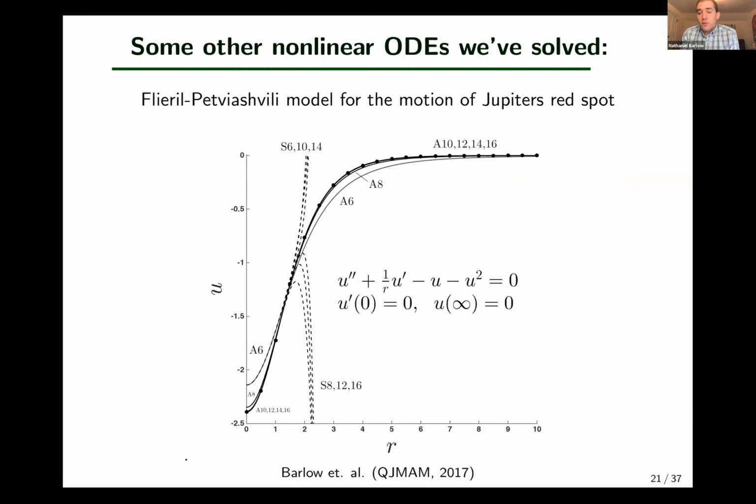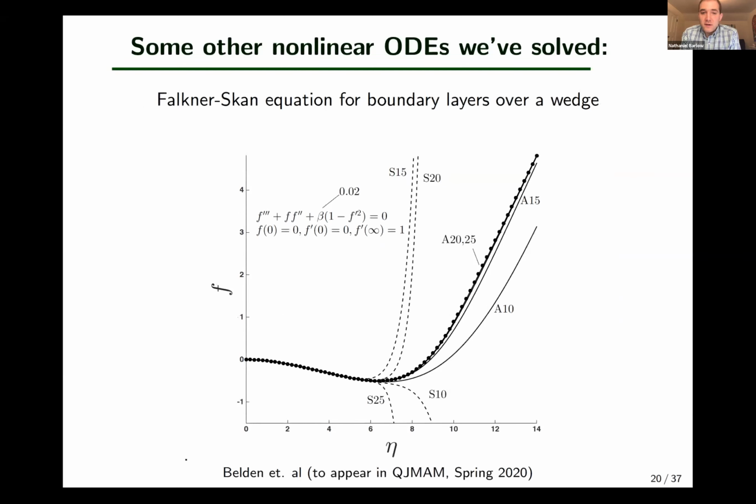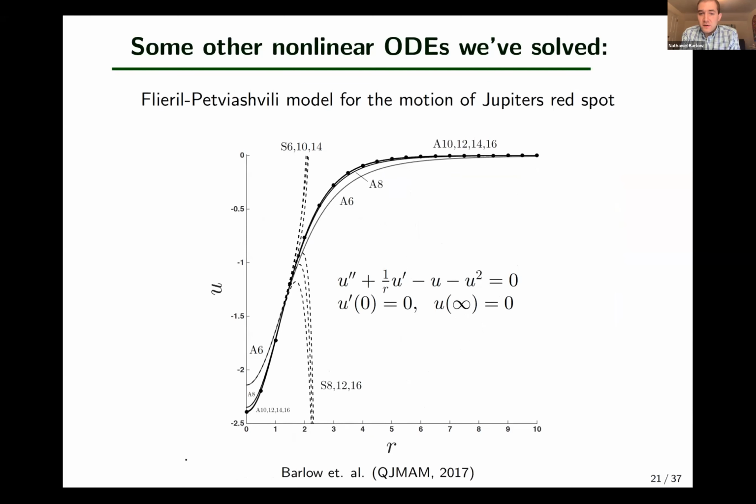Just quickly, some other problems we've solved. Sorry, I'll go back one. This is a version of the boundary layer problem on a wedge. The ODE is a little bit more hairy. This is another nonlinear ODE that's been used to describe vortex solitons like Jupiter's red spot. And you can see again, it's second order, but the conditions are left side and right side, 0 to infinity. So it's perfect for the method.